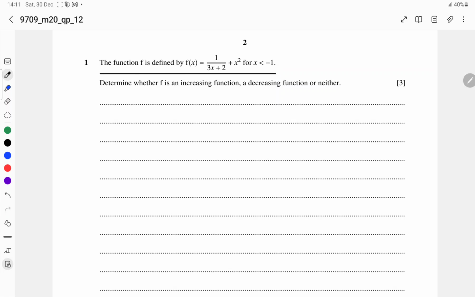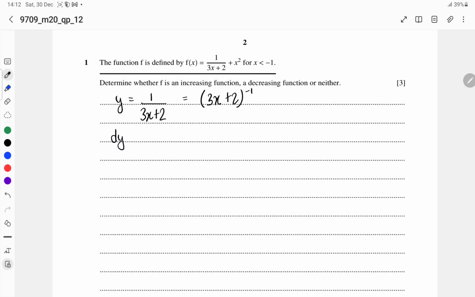So to determine whether f is an increasing function or a decreasing function, or neither, let's find the first derivative and see what it is. To find the first derivative, we can do y = 1/(3x + 2). After which we can write dy/dx. Let's differentiate on both sides. Before differentiating, let's write it in a proper manner. It will be (3x + 2)^-1.